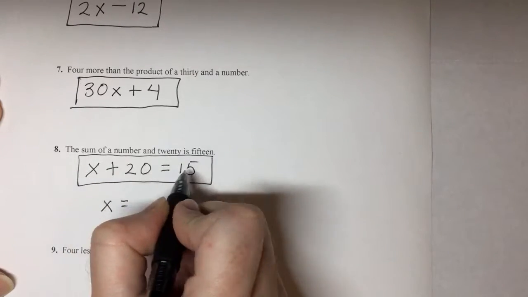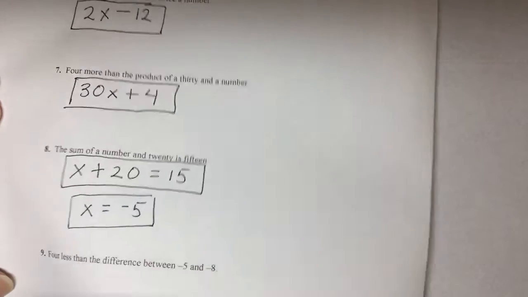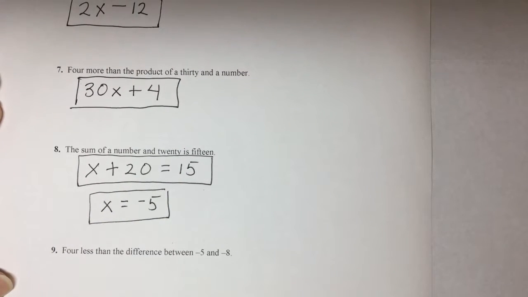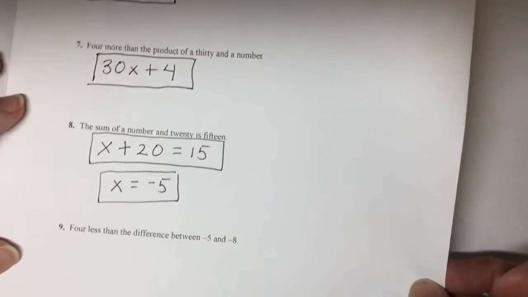What plus 20 is 15? Well, negative 5 plus 20 is 15. I owe 5, I have 20, so I have 15.